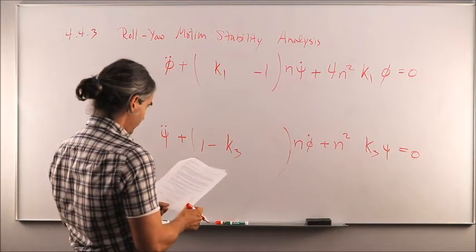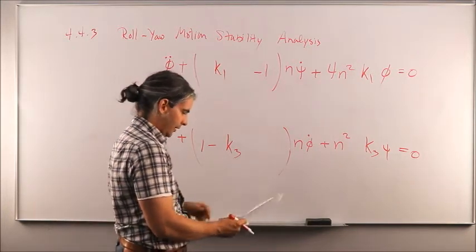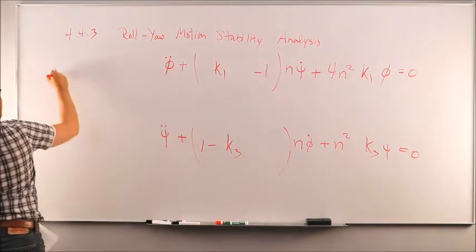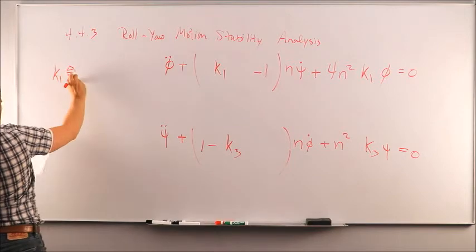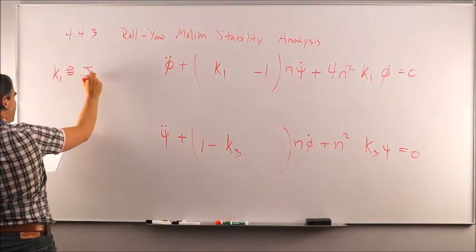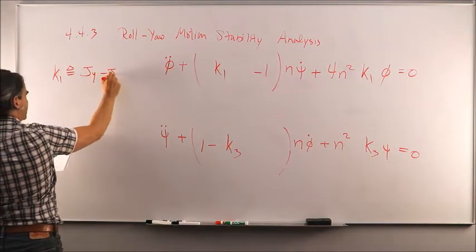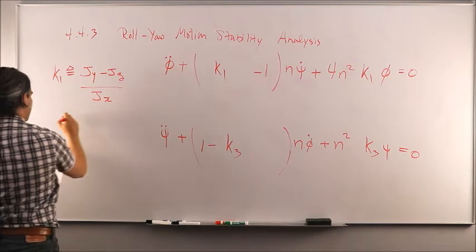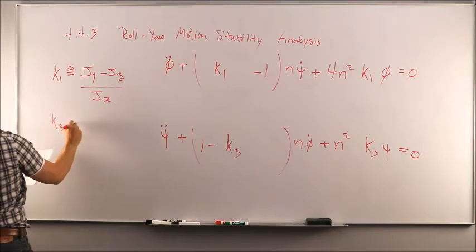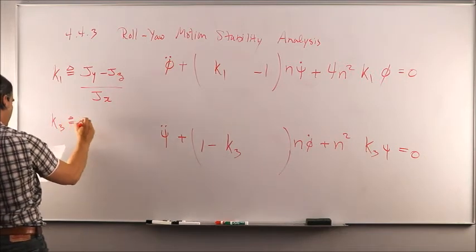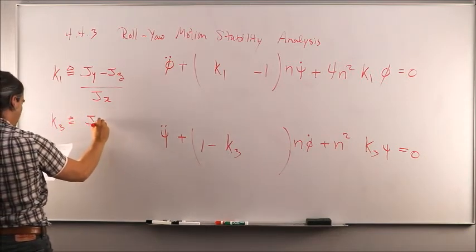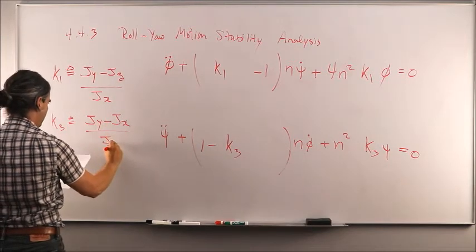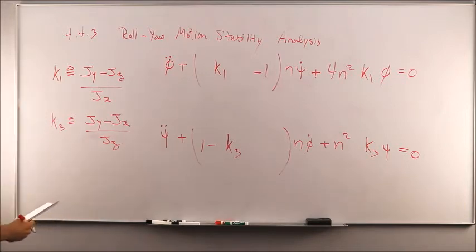This is n5, n squared K3 phi. Yes, yes. Where obviously my K1 had been defined equal to whatever it was replaced with. So that's this over Jx. And my K3 was set to be equal to whatever I had in terms of ratio of principal moments of inertia, like that. Okay?